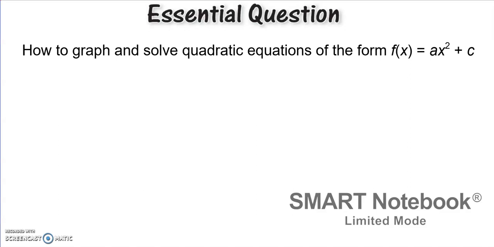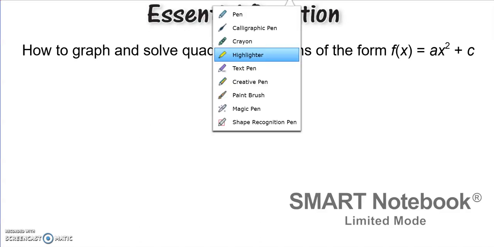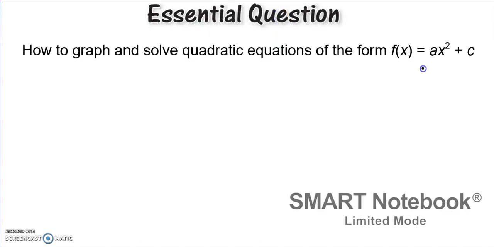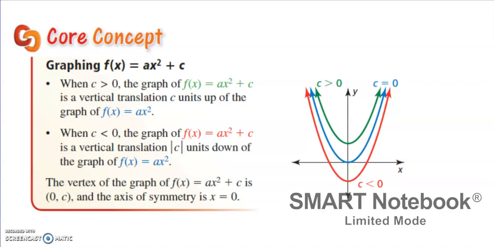All right, welcome back. So today we are going to be going through some examples on how to graph and solve quadratic equations that are of the form ax squared plus c, and we're also going to be seeing them as ax squared minus c as well, okay? And let's just go to a diagram to show you what essentially happens with these functions.